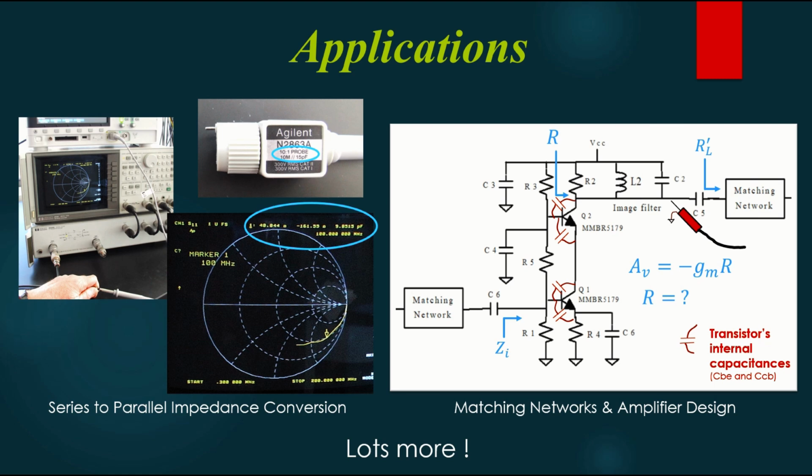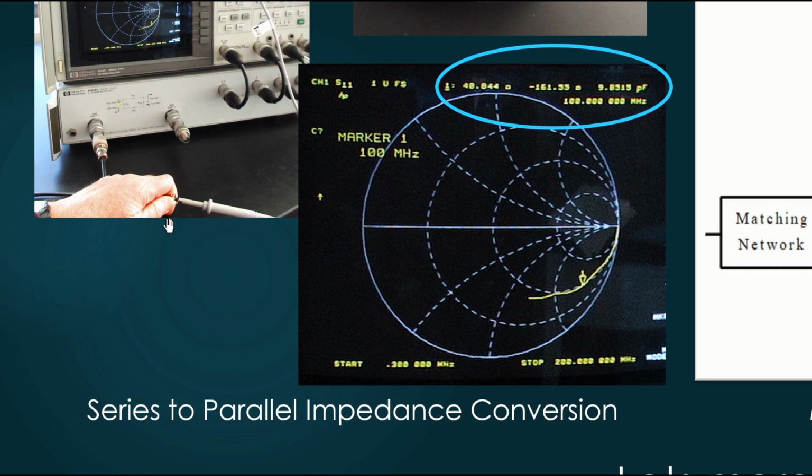Now, before we get into the details, let's talk about applications. Why do we care? What is this stuff good for? Well, the answer is a lot of things. Here's an example where we're using a vector network analyzer to measure the loading that an oscilloscope probe presents to a radio frequency circuit. And it's not what you think.